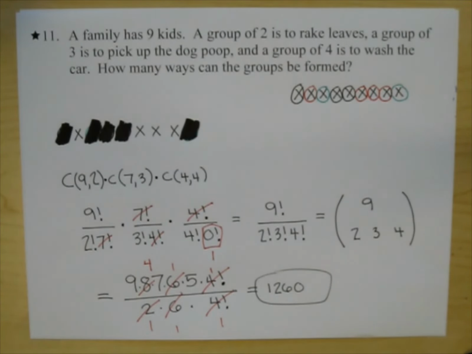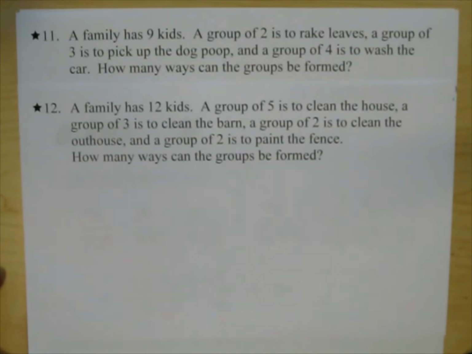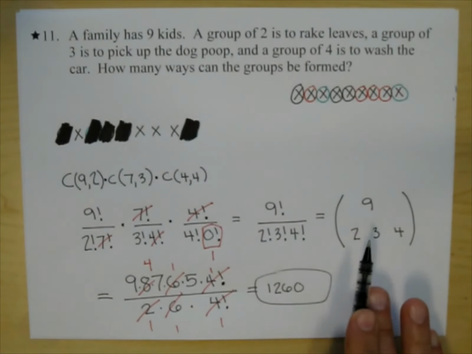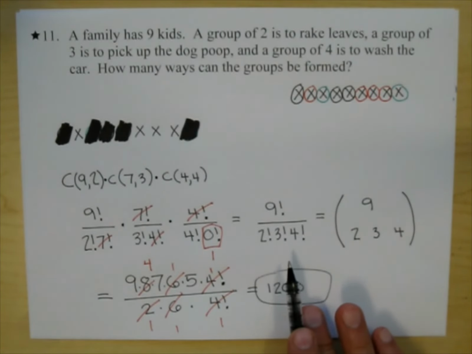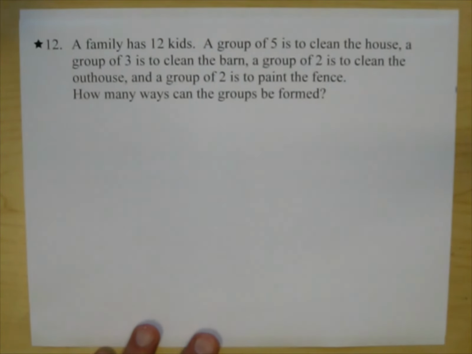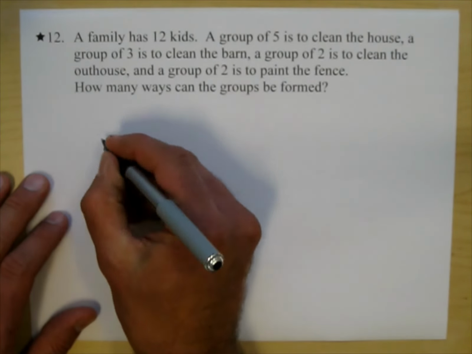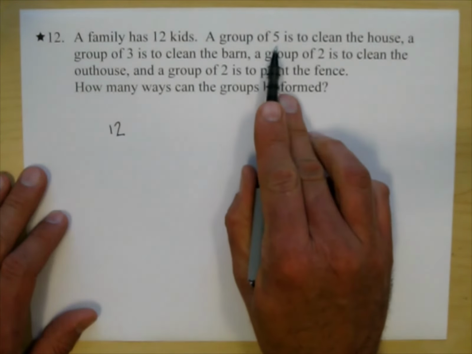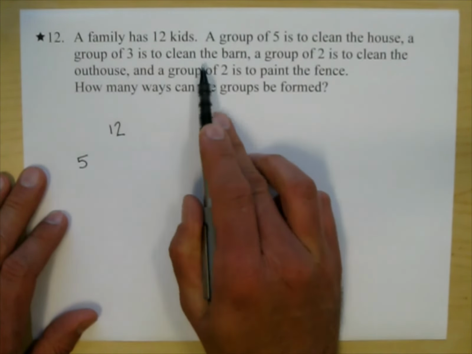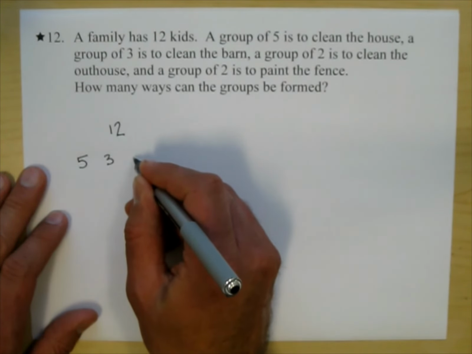Okay, so let's go ahead and do this. A similar kind of problem. Look, it's the same thing, except the family now has 12 kids. Wow. And we're going to see if we can kind of jump to this formula and not have to write this out. The multinomial coefficients. Sometimes that's what this is called. And so you have 12 kids. 5 have to clean the house. 3 have to clean the barn. 2 have to clean the outhouse.